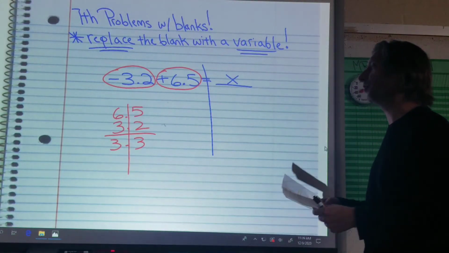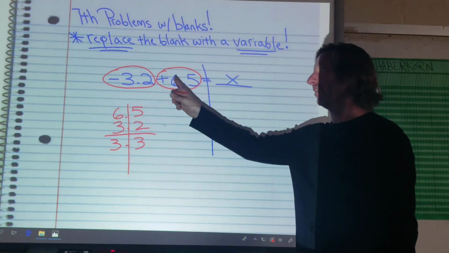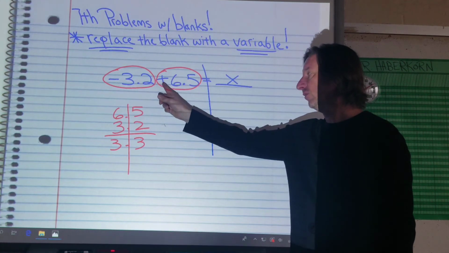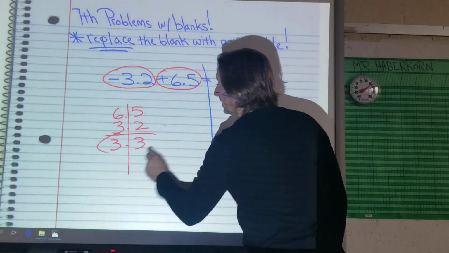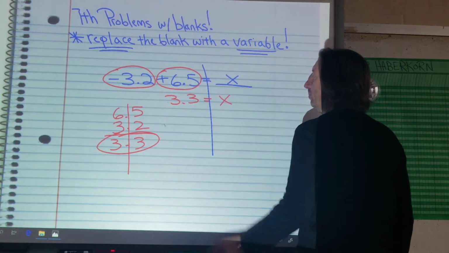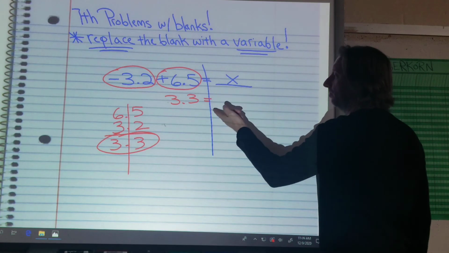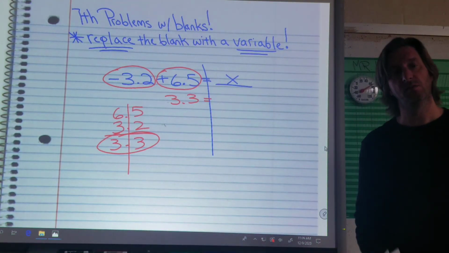I have to decide, is that 3.3 positive or negative? This is a stronger number than this one, right? So stronger number, we use that sign. So it's positive 3.3. Right? And you're not going to write equals x. You just know the answer is 3.3, okay?